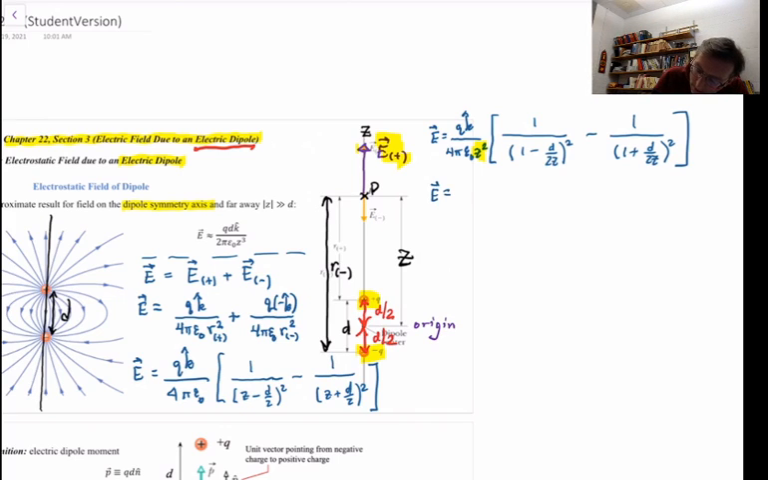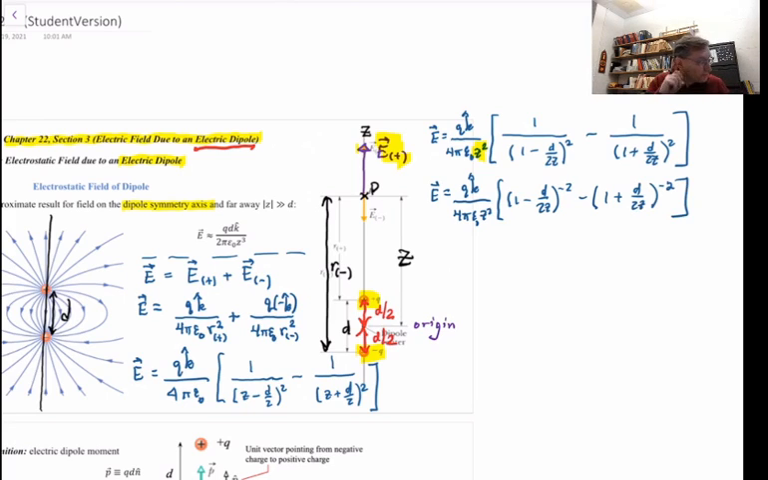So now, here's the next little trick. Each of those binomials in the denominator can be brought up into the numerator if I change the exponent from 2 to negative 2. Minus d over 2z to the minus 2, minus 1 plus d over 2z to the minus 2.